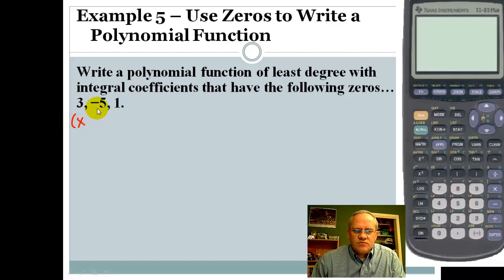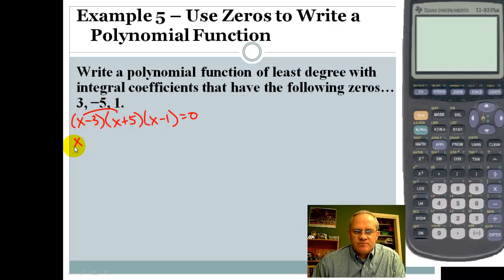So the factor that 3 came from was x minus 3. The factor that negative 5 came from was x plus 5. And 1 came from x minus 1. So these three answers, or roots, or zeros, came from these three factors. So in order to get this back to the polynomial, we just multiply them together. There's 3 of them here. Just pick 2 of them and FOIL it. Then whatever's left, multiply it by the third one. So I'm going to do the first 2 here.